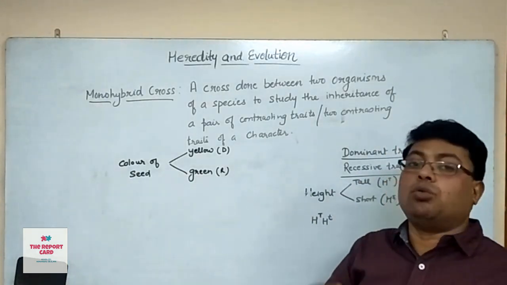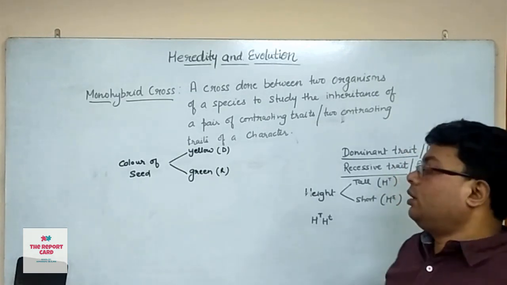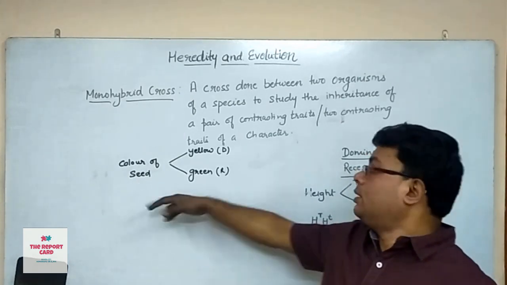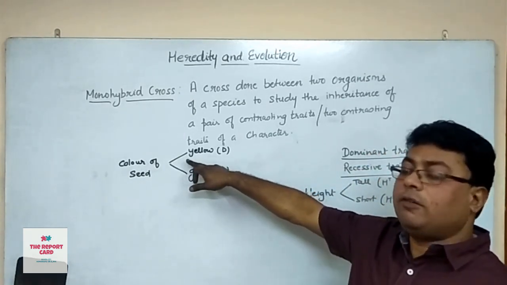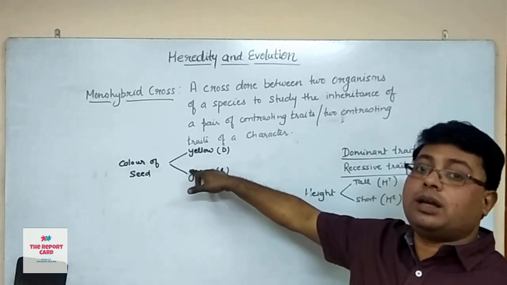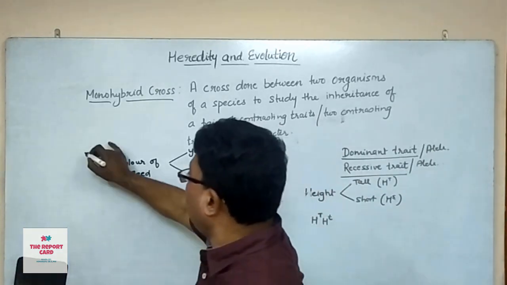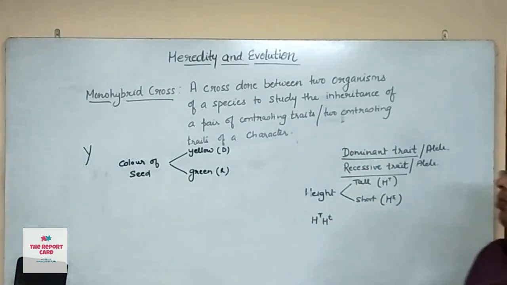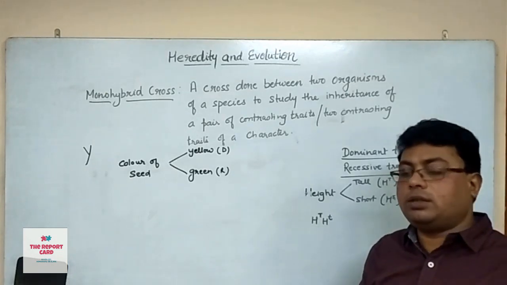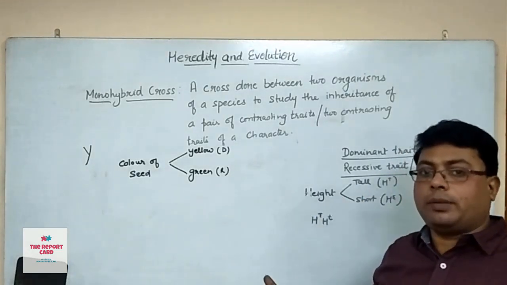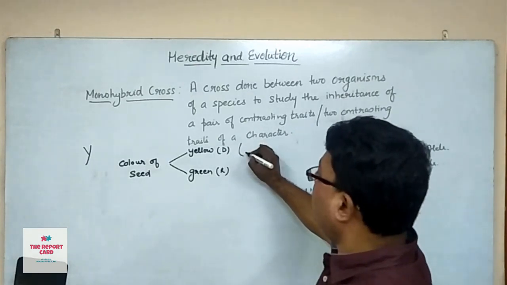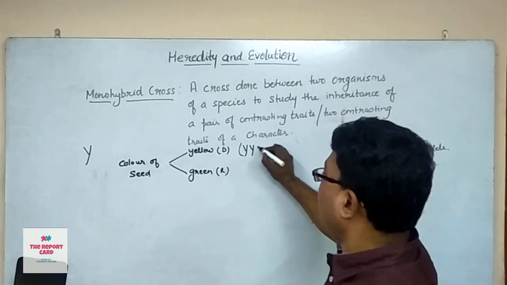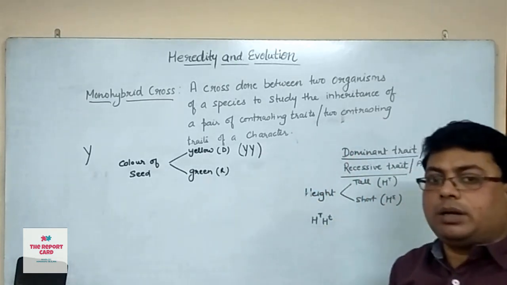Now, what will be the first step? Which letter are we going to use to depict the gene or the allele for this character? We are going to take the first letter of the dominant trait. What is it? Yellow, right? So we are going to use Y to depict the alleles or the genotype. To show the dominant trait, we use capital Y.